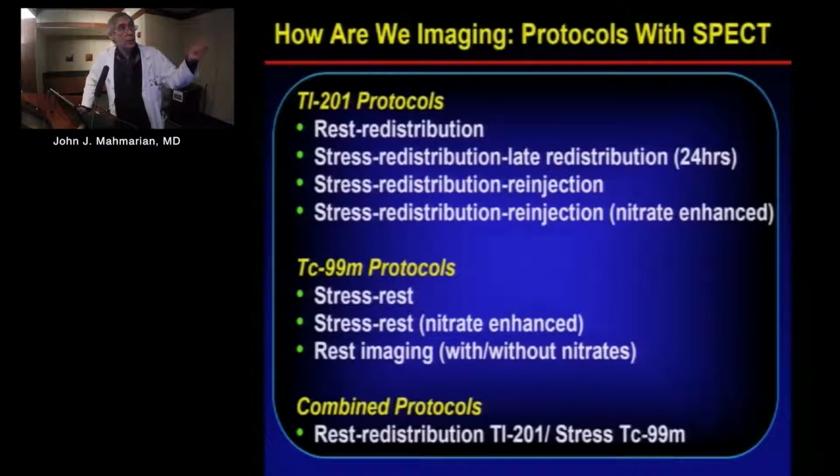Now that can also be done with technetium studies. You can do a stress study with a pharmacologic agent followed by a rest injection, or you can do stress and then followed by a nitrate-enhanced technetium study. And again, just as with thallium, by giving nitrates, you can markedly improve your ability to identify viable underperfused myocardium.